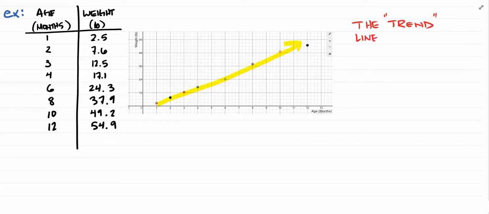So this graph is an example of a positive correlation scatter plot. And what we want to do is get a trend line. Now I'm going to show you how to do this in the calculator later, but for the purposes of this lesson, I want to show you where this is coming from.